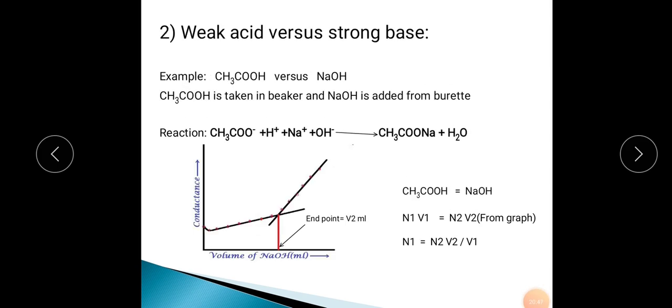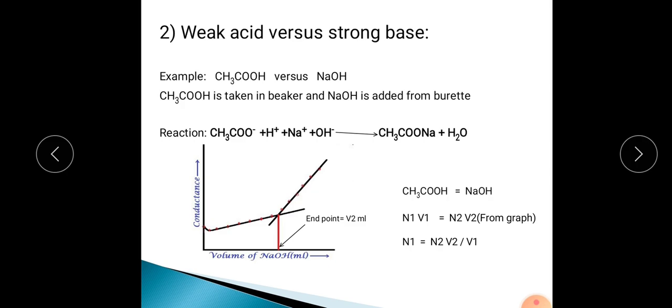Second, neutralization titration, weak acid versus strong base. The example of a weak acid is acetic acid, CH3COOH. An example of a strong base is NaOH. As earlier told, generally acids are taken in the beaker and bases are added from the burette. So for this titration, CH3COOH, acetic acid, will be taken in the beaker and NaOH will be added from the burette.